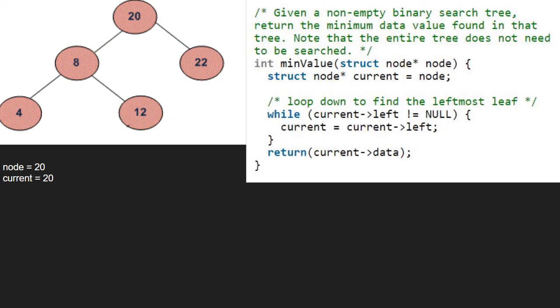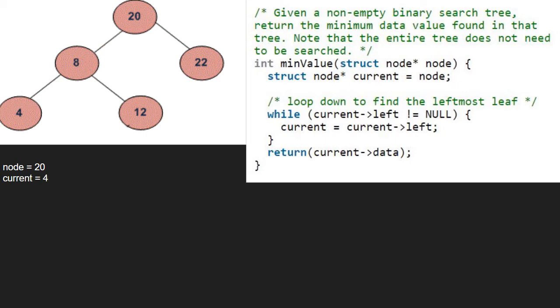Next, we loop down to find the leftmost leaf. So we check if current's left is not null. As it is true, we set current to current's left. Hence, current will point to 8. We continue with the while loop as 8's left is not null. So, current will now point to 4.